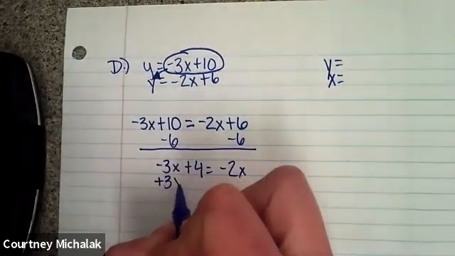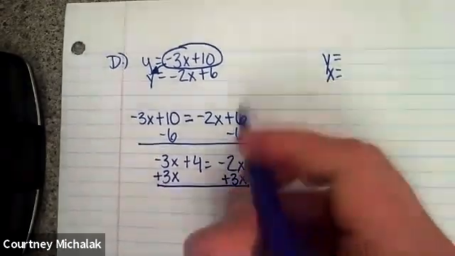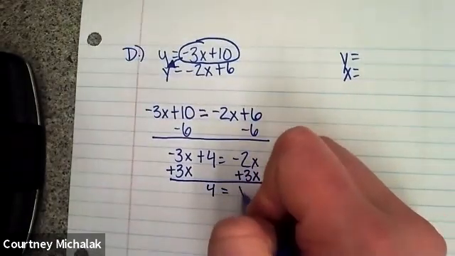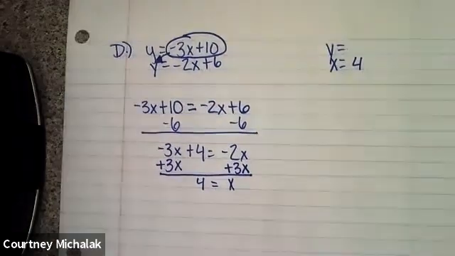Add 3x, right? Showing my work here, trying to get all of the numbers on one side of the equation, all the variable on the other. So I'm getting x to equal 4. So I can put that up there.